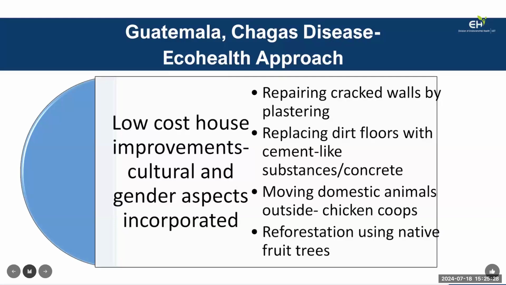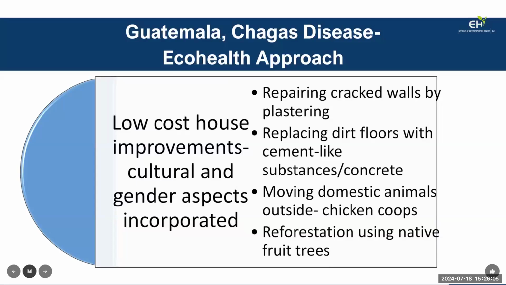There were some houses where they had chicken coops, where they do poultry. Some people were doing that indoors, but just moving this domestic animal breeding outside led to a significant reduction in the number of vectors within those communities, and also the reforestation around the area. They did find that some of the vectors were breeding in the more wild kind of trees. So they removed those trees, but they didn't leave it bare. They reforested using native fruit trees.